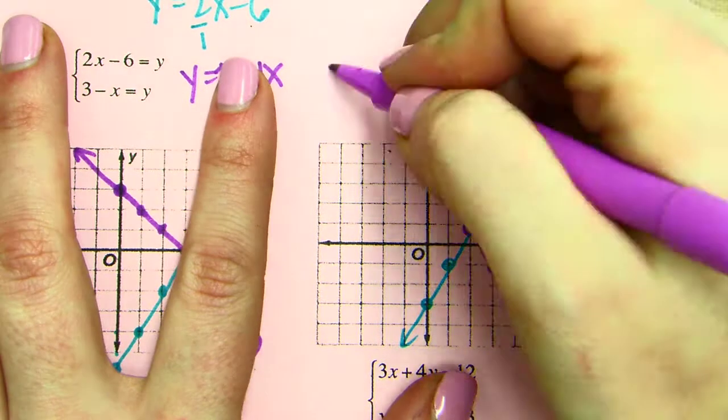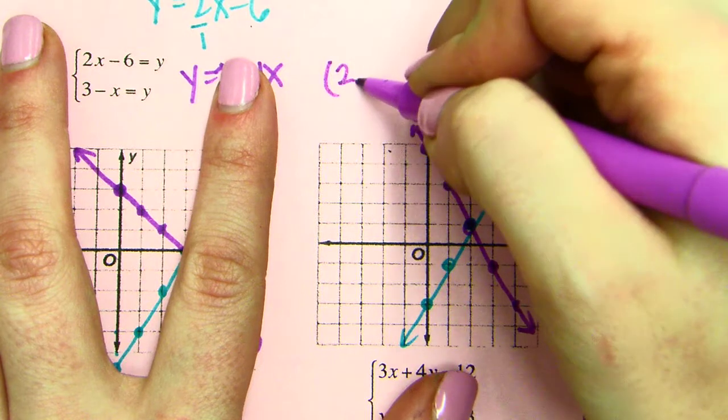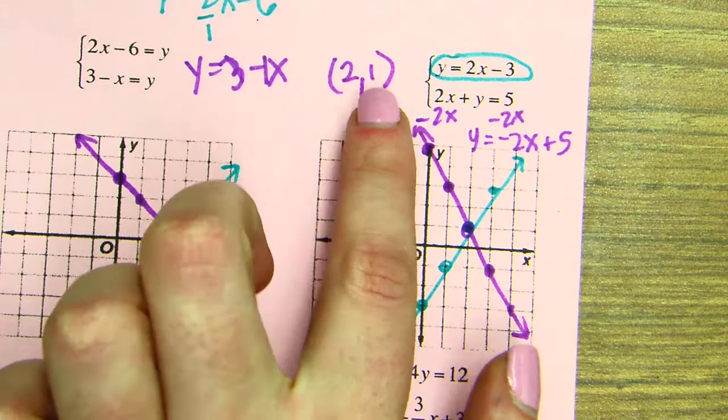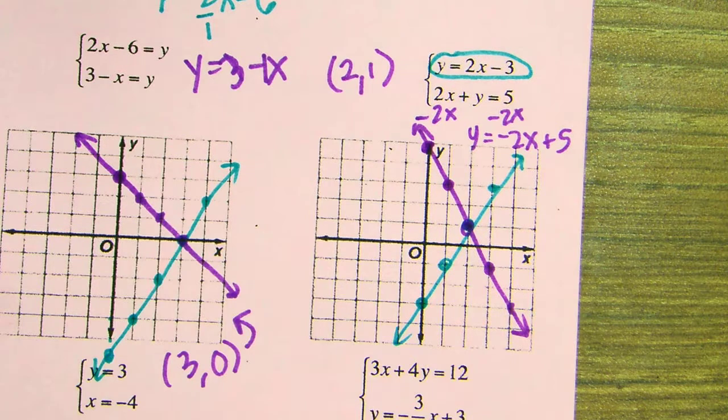So I'm going to go down 2 to the right 1, down 2 to the right 1. So my solution to this system is 2, 1. My x value is 2, my y value is 1. This is what I want you to type in for your submission this time.